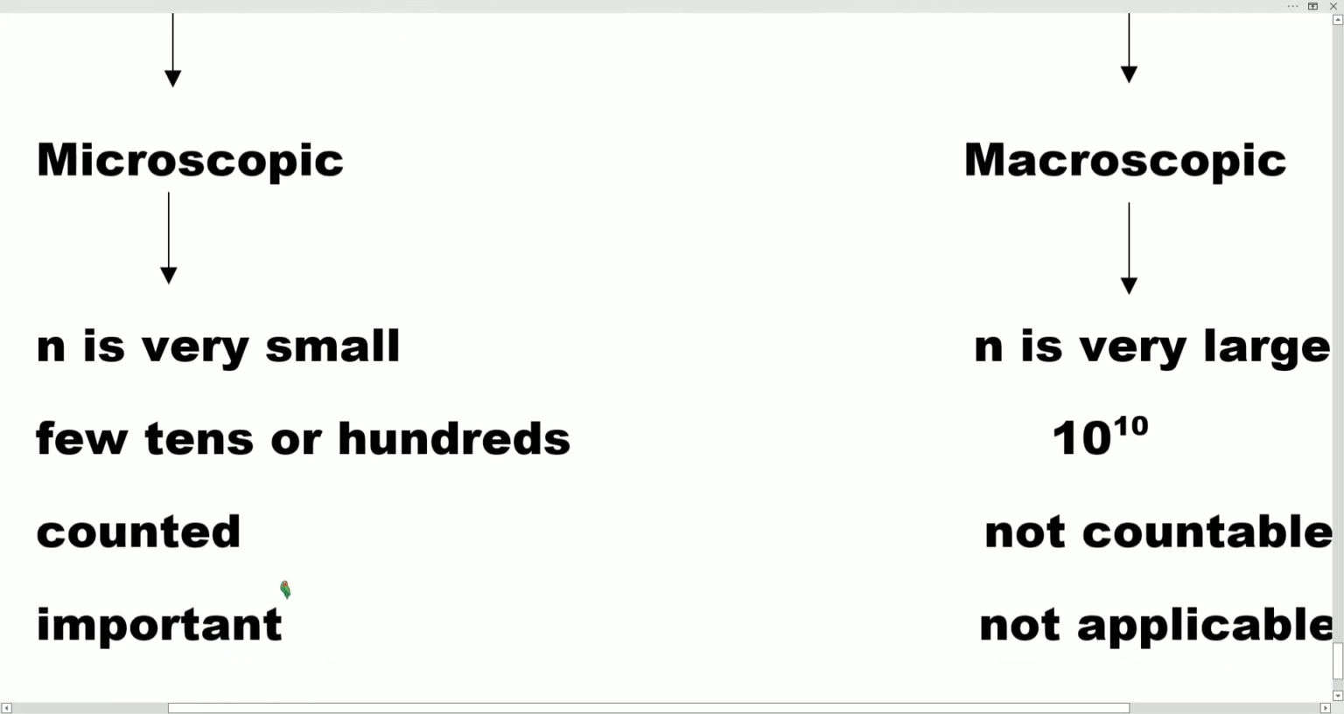Now let us see what happens at the macroscopic level. When a glass rod is rubbed with silk cloth, the number of charges transferred is very large, in the order of 10^10, which is not countable, isn't it? So charge quantization is not appreciable at the macroscopic level.